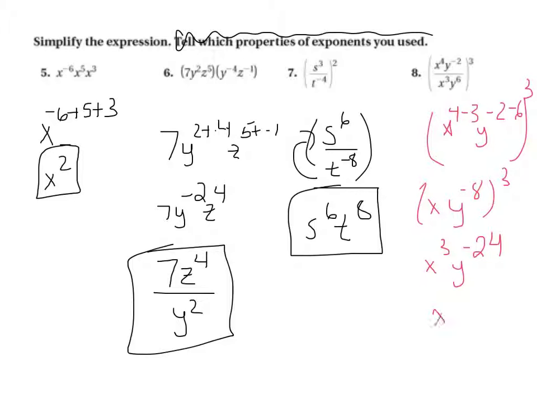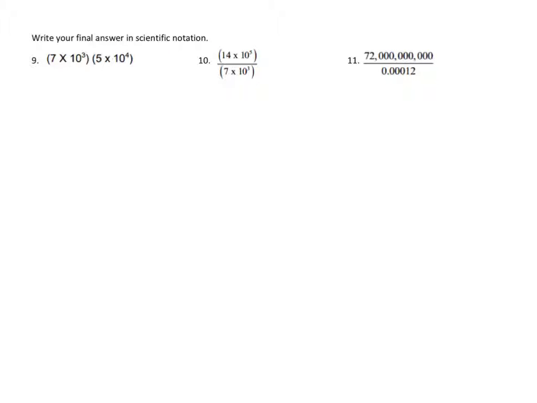How do I make that positive? Move it down. Oh, not negative. We moved it down, so it becomes positive. Never allowed to have negative exponents unless you're writing in scientific notation. Okay? Which is right here. So final answer in scientific notation.